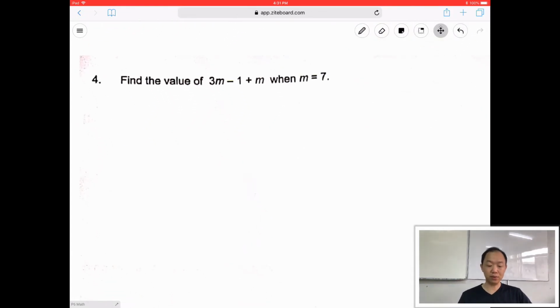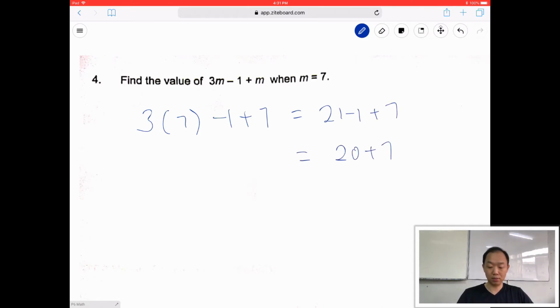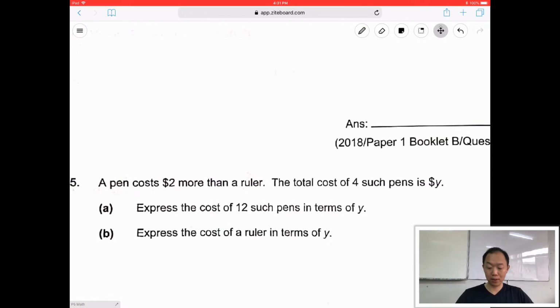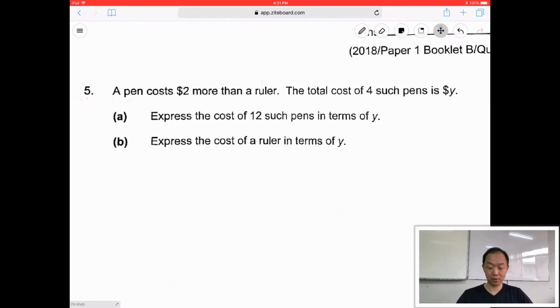Find the value of 3m minus 1 plus m, where m equals 7. You see a lot of this substitution. The idea is to let the alphabet be a particular number, and all you have to do is substitute them. So 3m minus 1 plus m: 3 times 7, take away 1, plus 7. So you get 21 minus 1 plus 7, which is 20 plus 7, equals 27. That's it. Okay, next. That was last year's question.